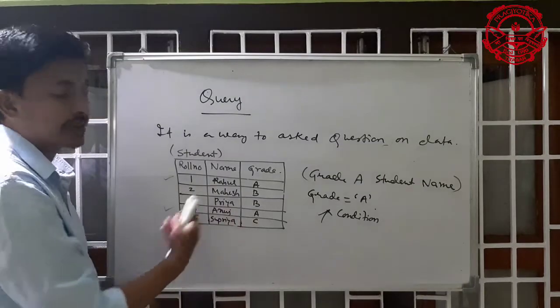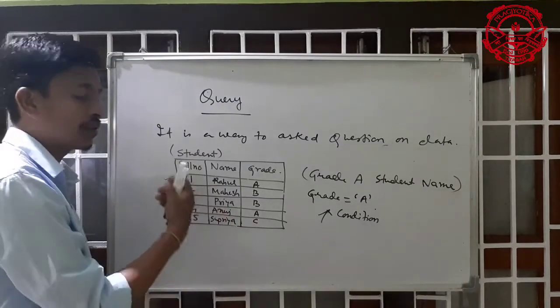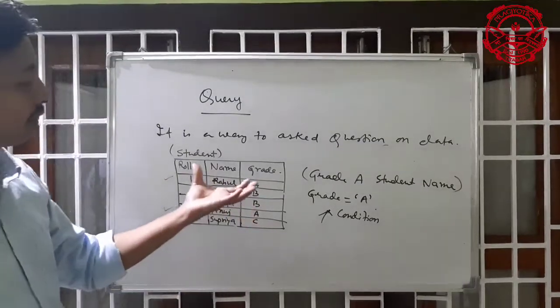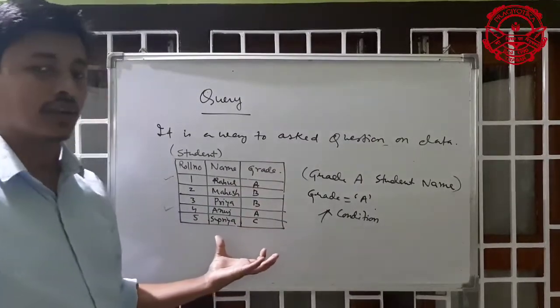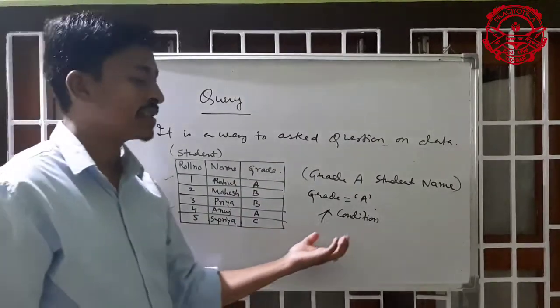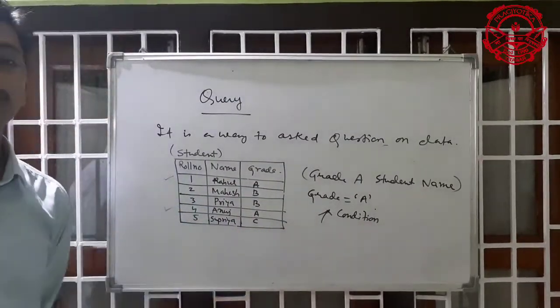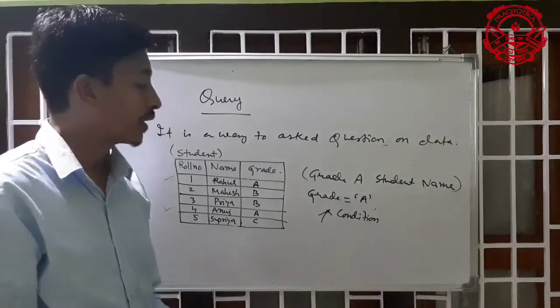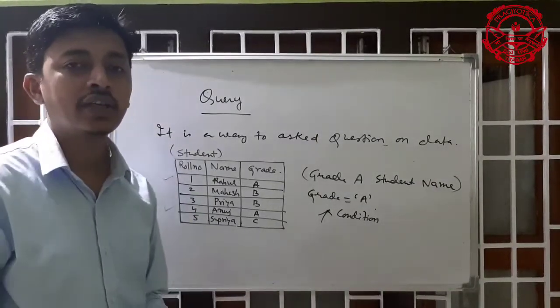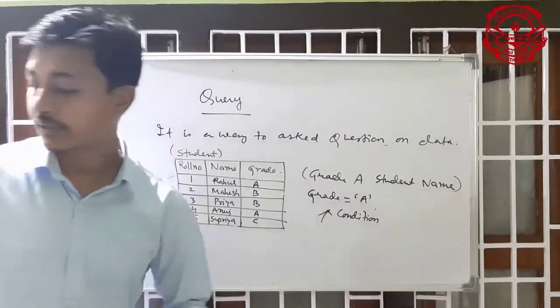That's why Anuj will display. Again Supriya, grade C, is not fulfilled. So that's why it is not going to display. So first they will search the grade column. Okay. After that they will display the information according to the user's choice. So in this way you can search the database with the help of a query.